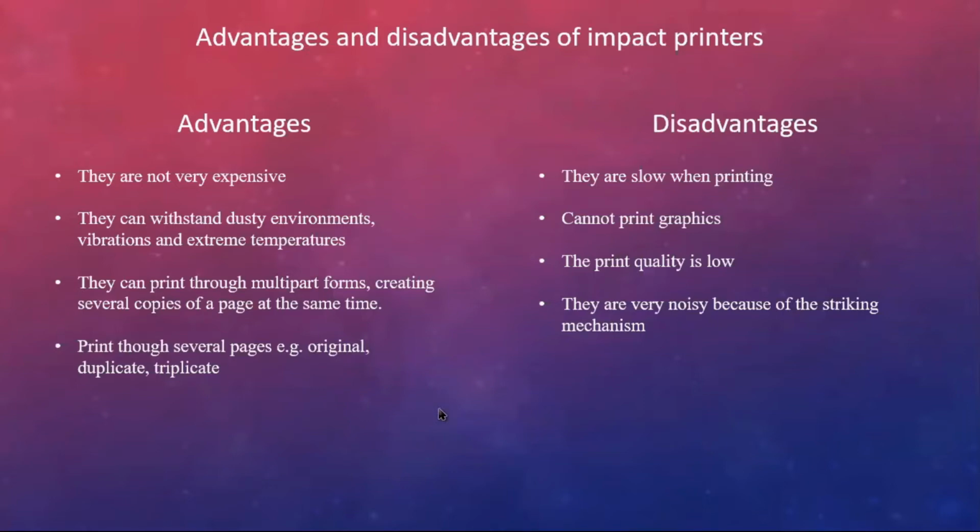Now, what is a triplicate? Entirely triplicate, like duplicate. When we talk about duplicate, we have 2 copies. A triplicate, 3 copies. A quadruplicate, 4 copies. Those are just words to mean how many copies we have. So the other disadvantage is that they are very noisy because of the striking mechanism. Each time the hammer is doing its job, making a lot of noise, you find things become noisy. Okay, so those are the impact printers.